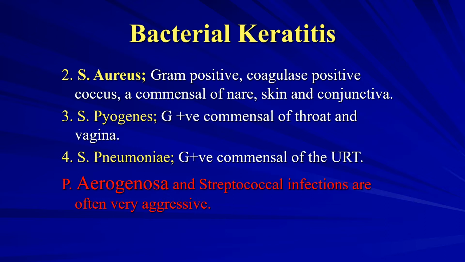Strep pyogenes are gram-positive commensals of the throat and vagina. Strep pneumoniae are gram-positive commensals of the upper respiratory tract. Pseudomonas aeruginosa and streptococcal infections are often very aggressive.